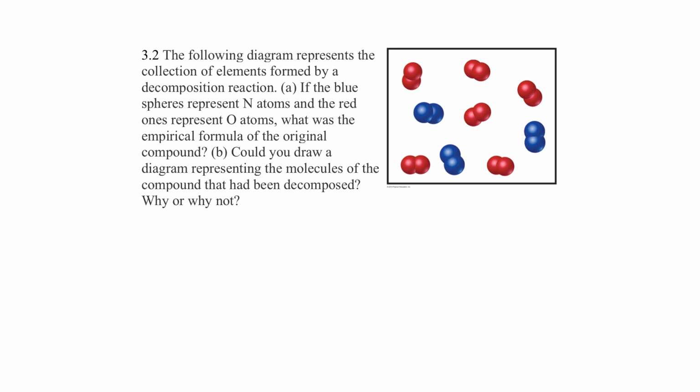Question number 2. The following diagram represents a collection of elements formed by decomposition reaction. Okay, so decomposition is when something falls apart, and this is your products. That's what it said, products formed. So in your products, blue is nitrogen, red is oxygen.